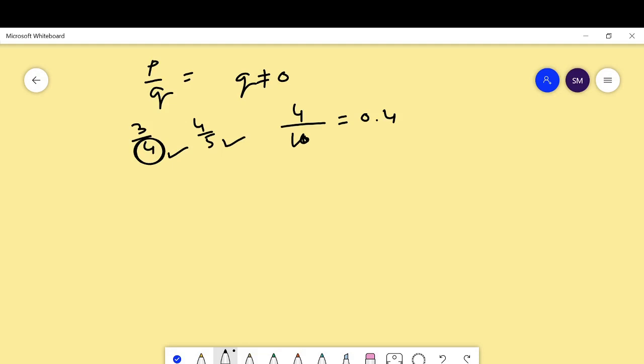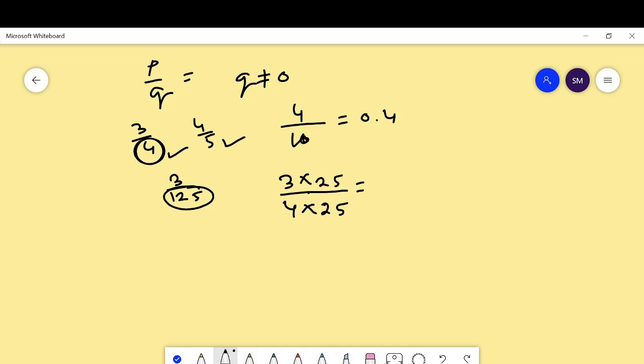But suppose 3 upon 125. Then here the denominator is 125. At first we try to convert the denominator into either 10 or a power of 10. Suppose this is 3 upon 4. Then here the denominator is 4. Convert this into 10 or a power of 10 by multiplying with 25. When we multiply with 25, we have to multiply both numerator and denominator, otherwise the value will be changed.